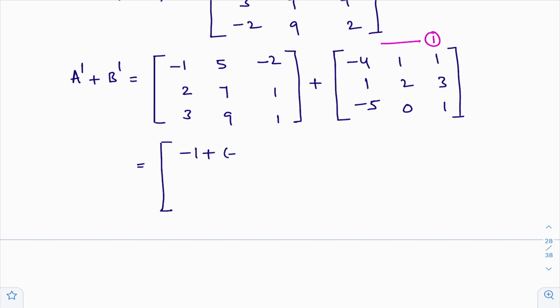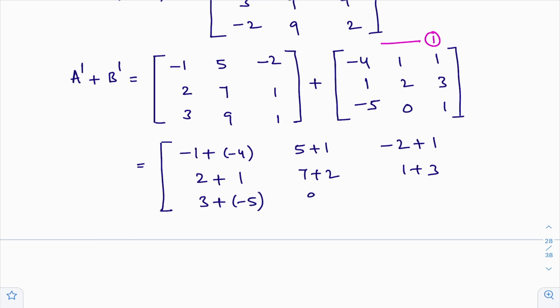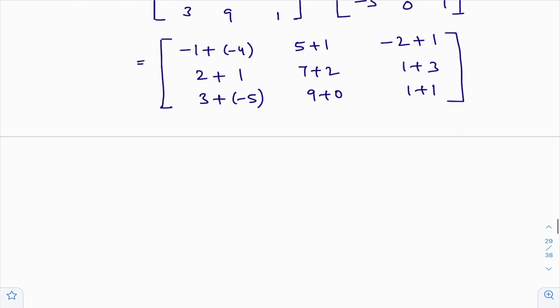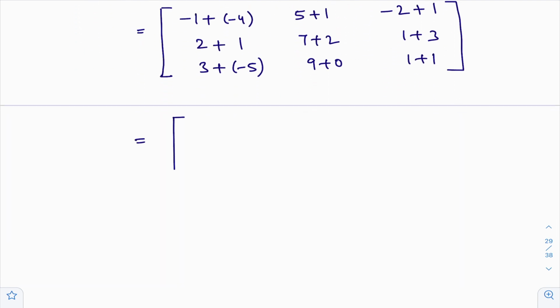Minus 1 plus minus 4. You can write directly to make things easier, but to get the answer correctly, I am writing all the steps. Add corresponding elements: 2 plus 1, 7 plus 2, 1 plus 3, 3 plus minus 5, 9 plus 0, 1 plus 1. Now you add minus 1 minus 4, that is minus 5. 5 plus 1 is 6, minus 2 plus 1 is minus 1, 2 plus 1 is 3, 7 plus 2 is 9, 1 plus 3 is 4, 3 minus 5 is minus 2, 9 plus 0 is 9, 1 plus 1 is 2.